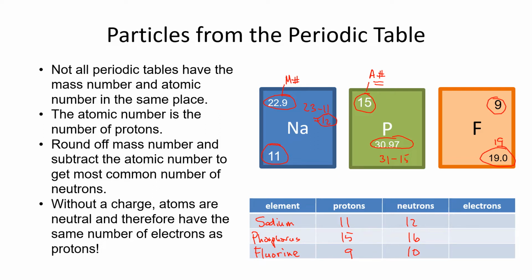And then since we're only doing neutral atoms, there's no charges, no positives or negatives, the number of protons will be the same as the number of electrons. So if we get 11 protons, that's 11 electrons, because the charges have to balance out. 15 protons, 15 electrons, 9 protons, 9 electrons. There you go. You're all set, ready to build your Bohr Rutherford model.